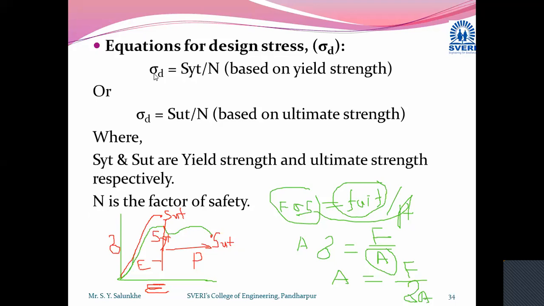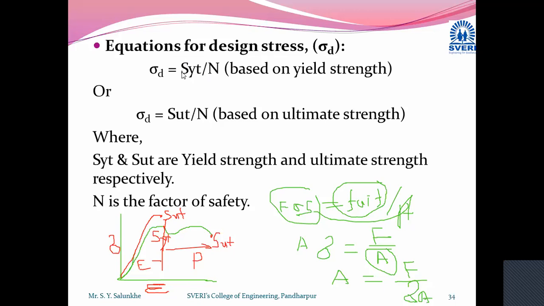Now the ultimate tensile stress and yield tensile stress which we consider should be in Newton per meter square, so that the design stress we calculate will be in Newton per meter square, or you can use Newton per millimeter square also. Getting? So this unit will govern our design stress unit, because N is only a number, it will not have any unit.